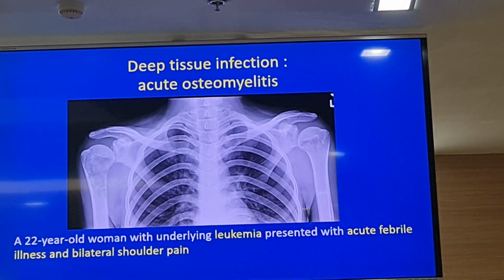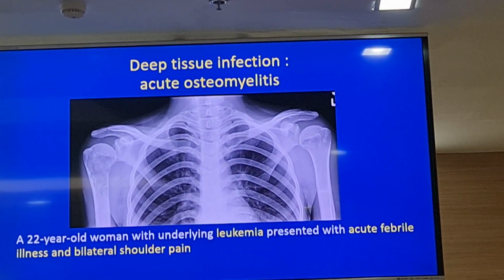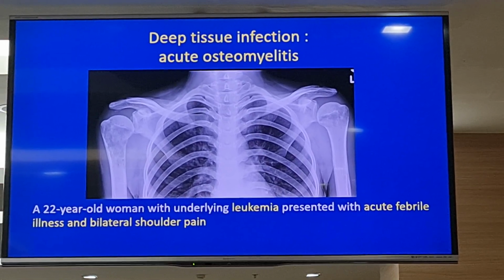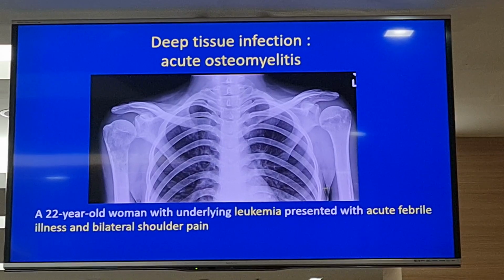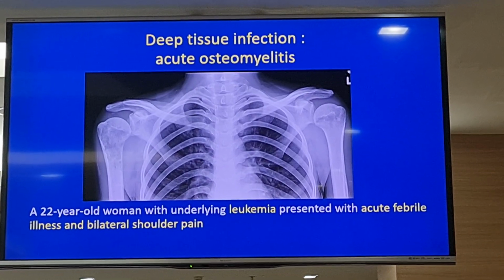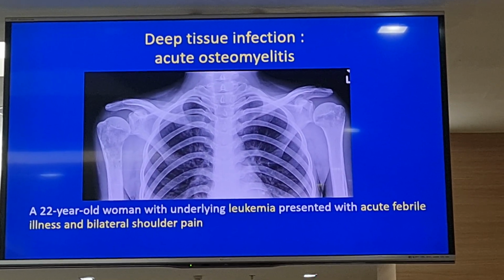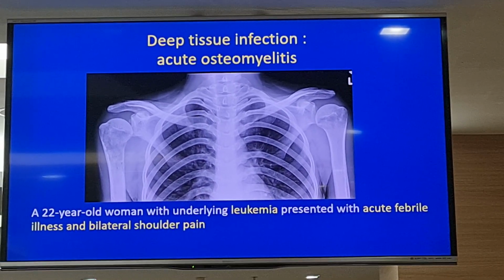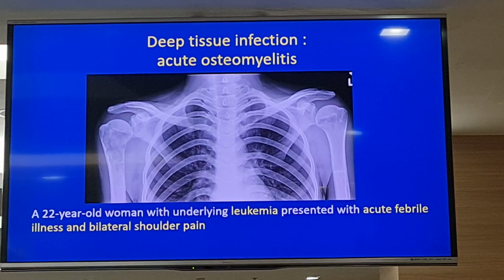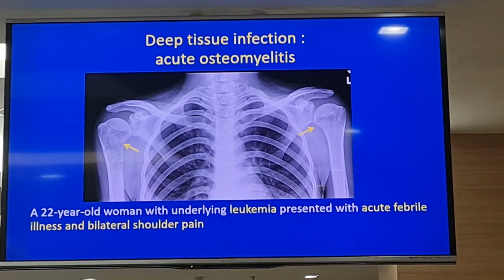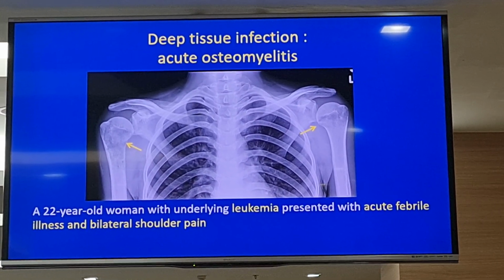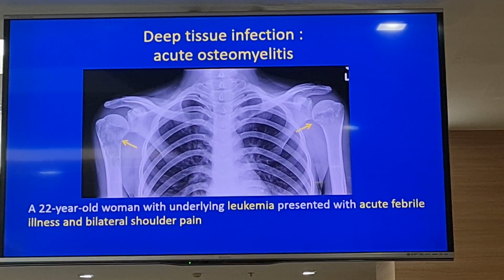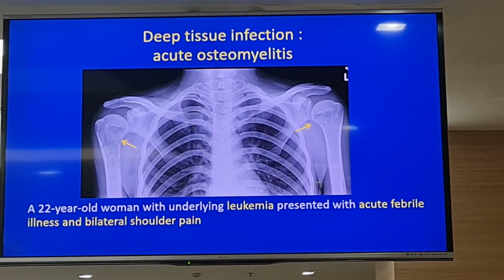Another example of infection in deep soft tissue is acute osteomyelitis. The lady has leukemia and also has an acute febrile illness. Leukemia itself can cause fever. Leukemia itself can cause bone destruction around this area. But how can we differentiate between leukemia and infection of the bone?